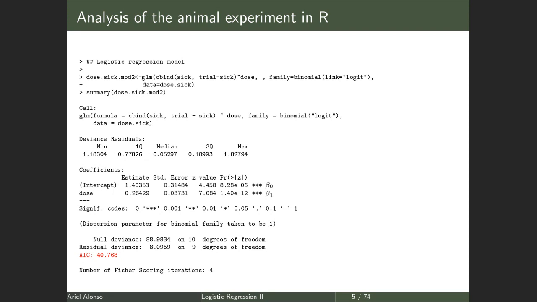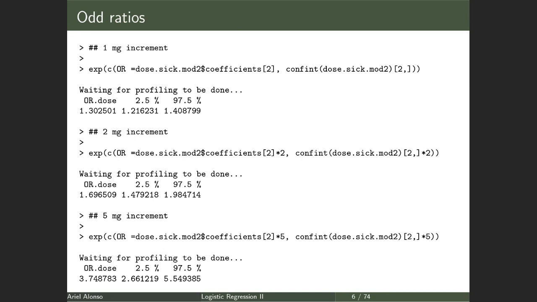And here you have the number of times your algorithm needed to iterate to find this maximum, and it was 4 iterations of the Fisher scoring method. So it uses this expected information matrix, which is equal to the observed information matrix, because we are dealing with the logit link over here.